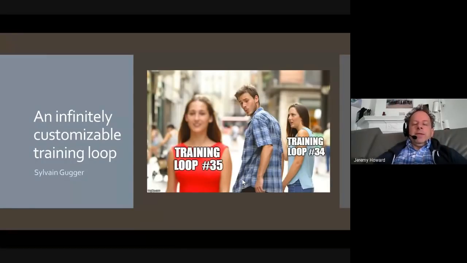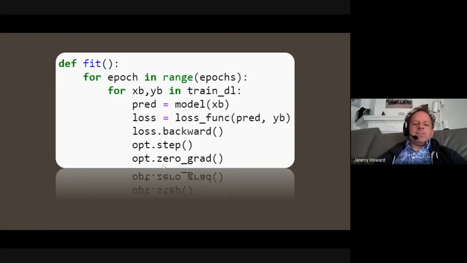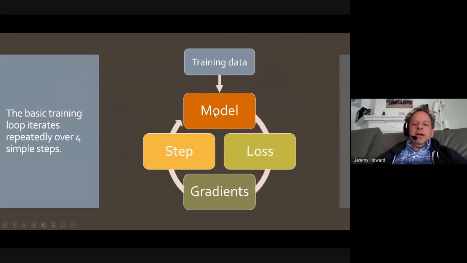One of the bits which is the most interesting is the training loop itself. And I thank Sylvain for the set of slides we have for the training loop. This is what a training loop looks like in PyTorch. We calculate some predictions, we get a loss, we do a backwards pass to get the gradients. We do an optimizer step, and then optionally, from time to time we'll zero the gradients, based on if we're accumulating. So this is what that loop looks like: run the model, get the loss, do the gradients, step the optimizer, do that a bunch of times.